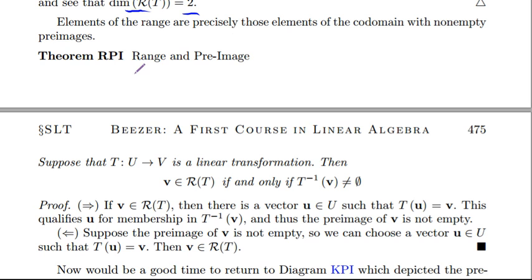All right, so here's another way of expressing range. A vector is in the range if and only if T inverse of V is not empty. And I think that's just basically the definition of range. If something's in the range, then there's some V that maps to it. And that's the same thing as saying T inverse of V is not equal to 0. On the other hand, if T inverse V is not equal to 0, then something maps to it and you're okay.